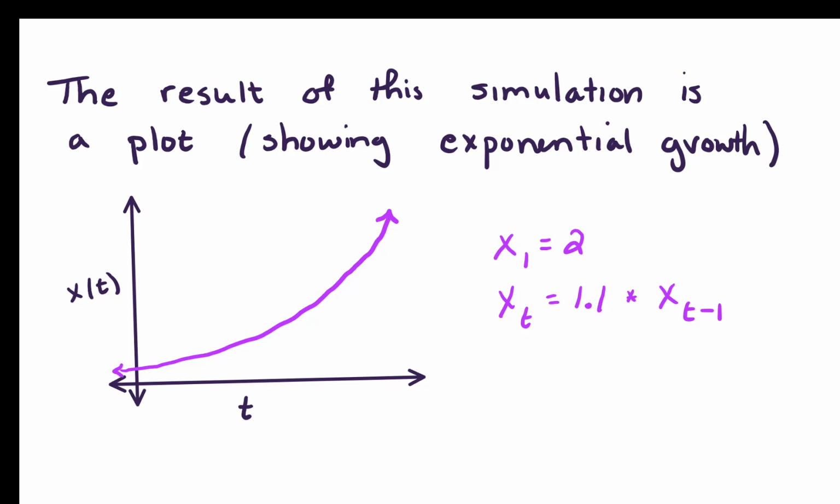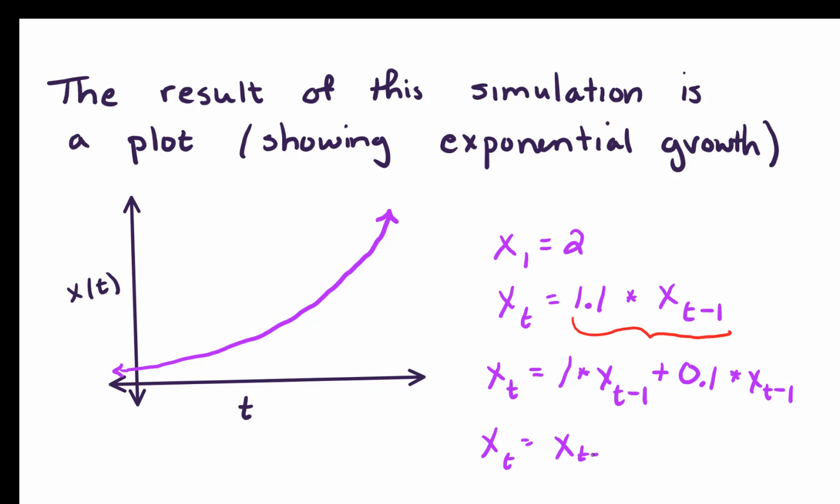Now I want to illustrate here that you could actually rewrite this right-hand side in the following format. You could rewrite the right-hand side as 1 times x sub t minus 1. And 1 times x sub t minus 1, that's kind of silly. Why even write the 1 there? But you'll see why I wrote it there in a minute. Plus 0.1 times x sub t minus 1. And so essentially on the right-hand side, you've got x sub t minus 1 plus 10% growth.